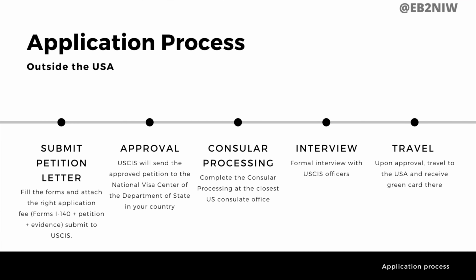And so the process is pretty similar. The only difference is that those applying from outside the U.S. then have to go through consular processing, right? They have to go to the U.S. consulate in their country, and then upon approval, they're then able to travel to the U.S. and then they get their green cards when they are in the U.S. The process is a little bit similar and of course a little bit distinct, right?